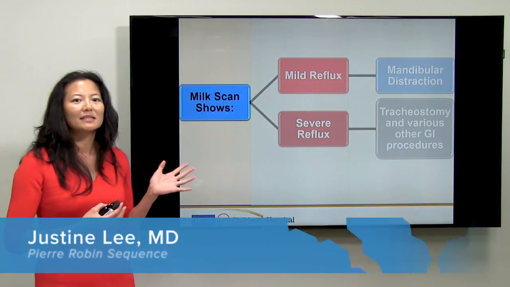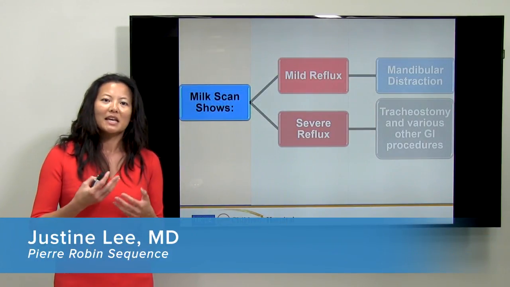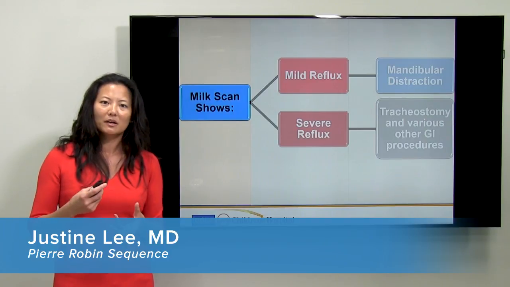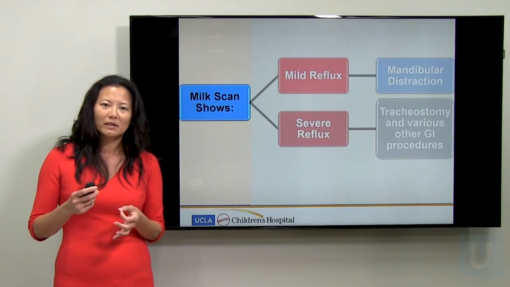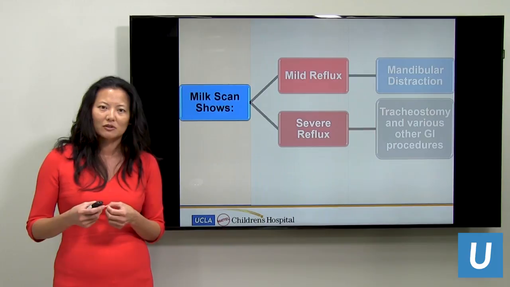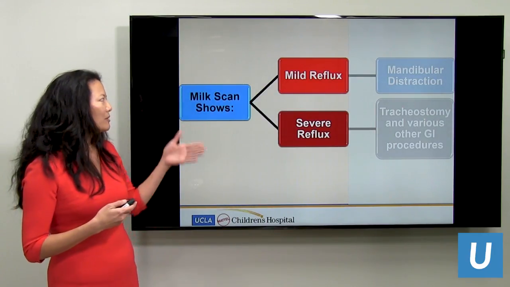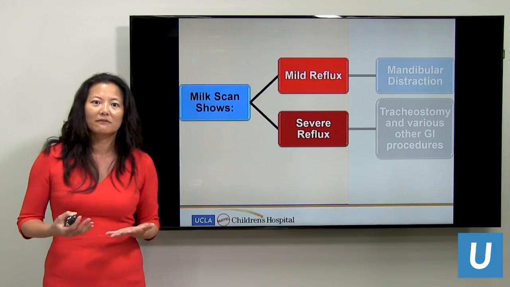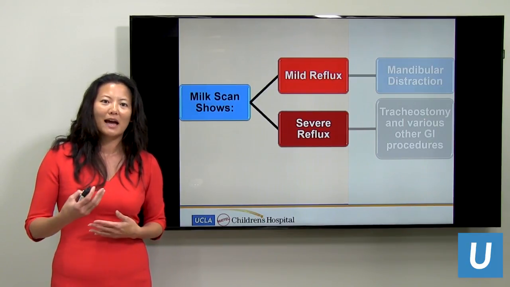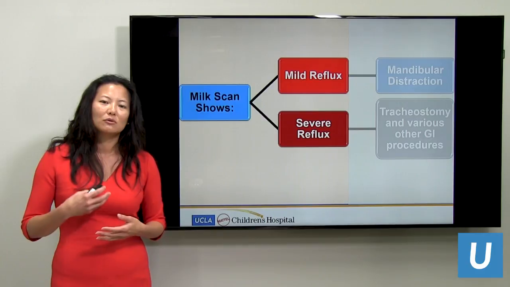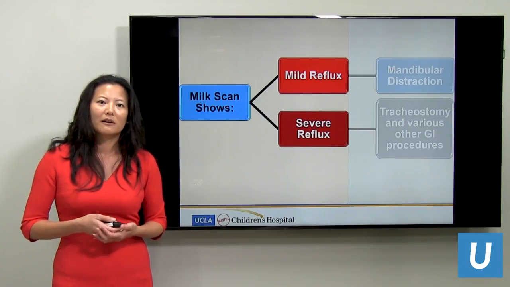So what about a milk scan? A milk scan is when the baby takes a little bit of milk that has a little bit of a tracer in it, like a little radioactive tracer, and we do some imaging with that, and we are able to decide whether or not there is reflux. So is it refluxing back into the upper airway from the stomach?